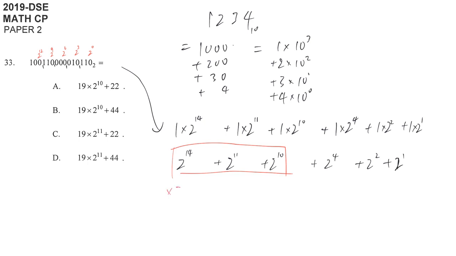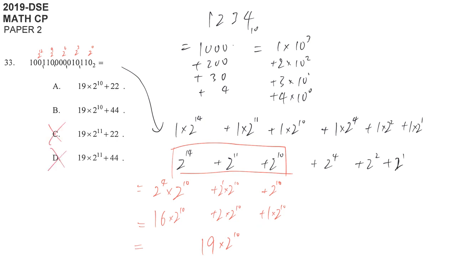So this is something times 2 power of 10, which is 2 power 4. So this term, we have 16 times 2 power of 10. This one, we have 2 power of 1 times 2 power of 10, so we have an extra 2 times 2 power of 10. This one is just 1 time 2 power of 10, so we have an extra 1 times 2 power of 10. So this group in total, 16 plus 2 plus 1, is 19 times 2 power of 10. That's how you can get A or B.